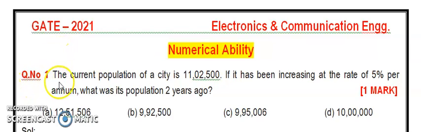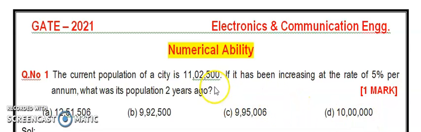Question 1: The current population of a city is 11 lakh 2500. If it has been increasing at the rate of 5% per annum, what was its population 2 years ago? Option A is 12 lakhs 51,506. Second option is 9 lakh 92,500. Third option is 9 lakh 95,006, and fourth option is 10 lakhs.